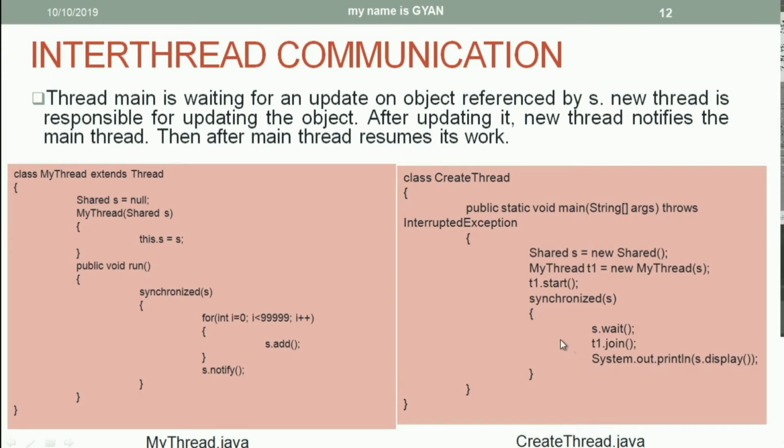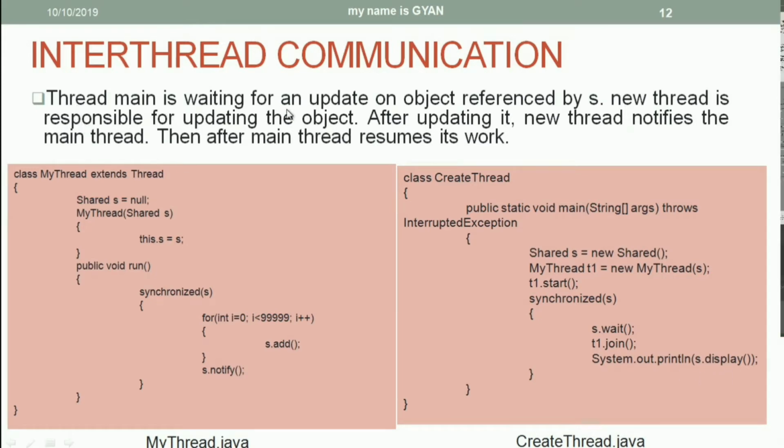So this is how the main thread can wait for the new thread to complete its work without sleeping. Here the main thread is waiting for a notification from the new thread, and the new thread is giving the notification by using the notify method. Before calling the join method, the main thread has locked the shared object, and while calling the join method, the main thread has released the lock. The same lock is acquired by the new thread, and after notification, the new thread also releases the lock, and the same lock is again acquired by the main thread, and finally the main thread calls the display method.